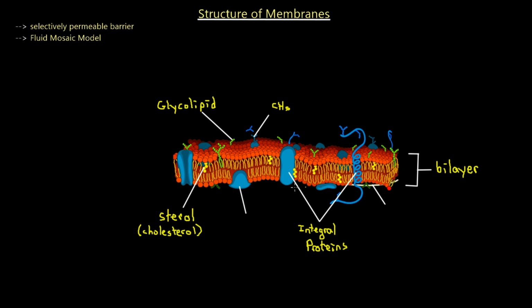And the other type of protein that is involved in the plasma membrane would be this one right here, and this little structure there, and these little ones popping out there. These are called the peripheral proteins.